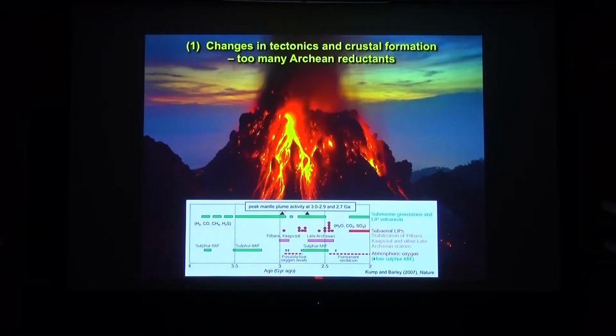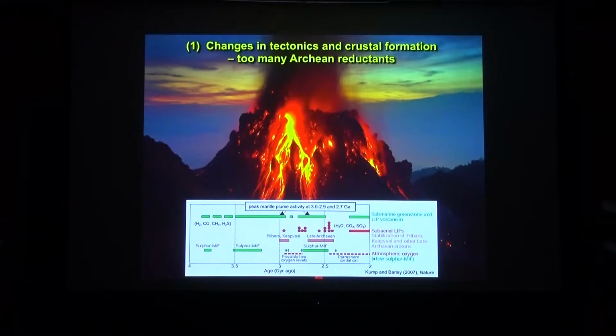One of the most common things is the argument, well, you know, there's just a lot of reductants around. Reduced crust, reduced iron in the oceans. The oxygen just simply took time to build up because there were so many things to scrub out. This is one of the popular stories from Lee Kump and Mark Barley, who have been pushing this for a while, where they said at 2.7 to 2.5, the continents are getting bigger.